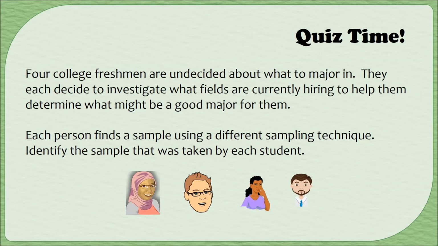So each of the 4, maybe they're friends, maybe they don't know each other, they just each decide to find their own different kind of sample, and they use a different sampling technique. So what you're going to do is you're going to decide what was the sample that was taken by each student. So we're going to look at the 4 different samples that were taken, and then you can pause the video and identify which of the 6 sampling techniques was done. And then when we're done, we'll go through all 4 of them so you can check your answers.